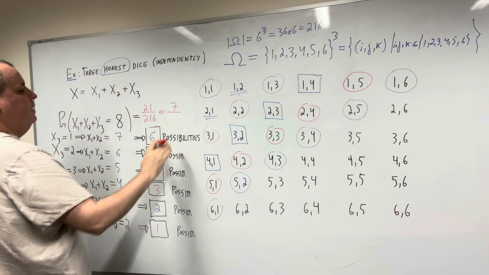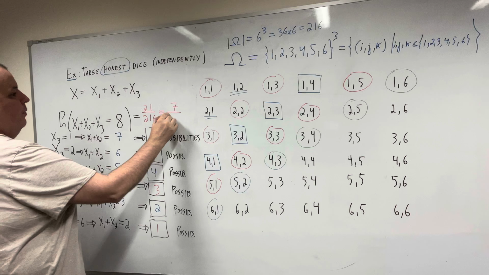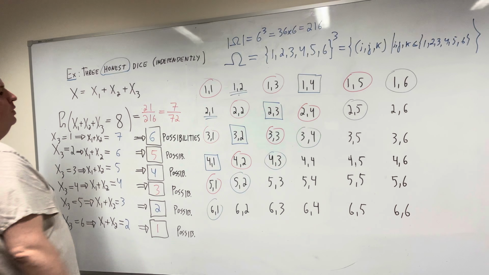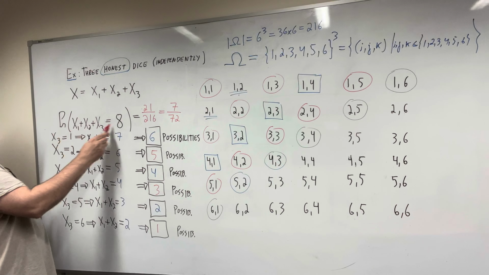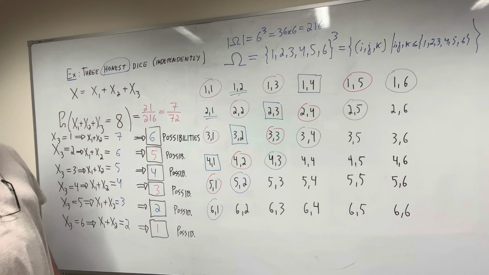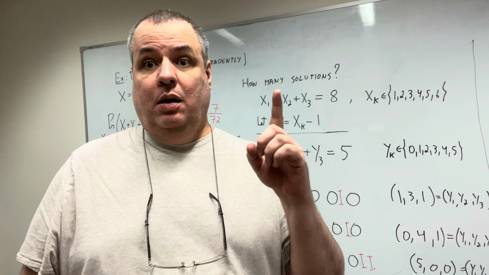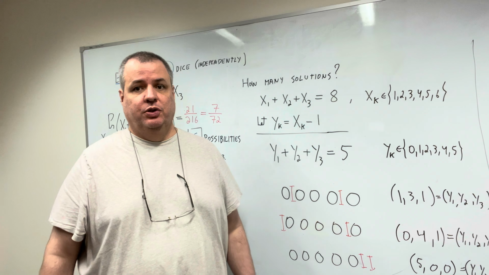What's 216 divided by 3? 72. So that's the solution for this problem. The probability that they add up to 8 is 7 over 72. Okay? There's another way of solving this problem, which is the following.